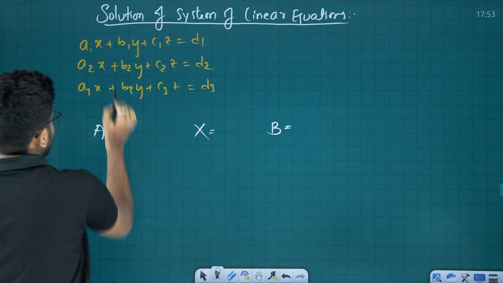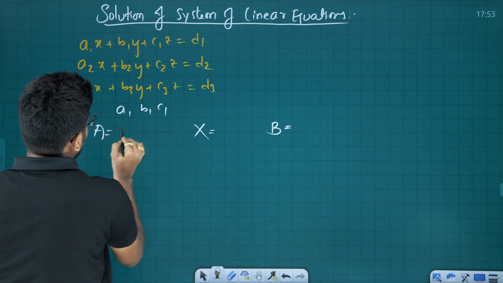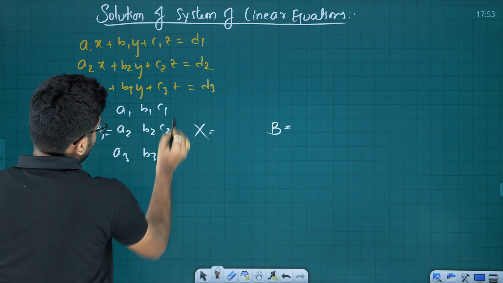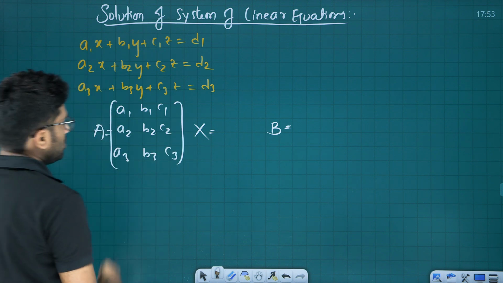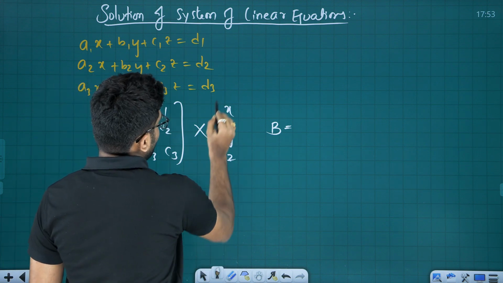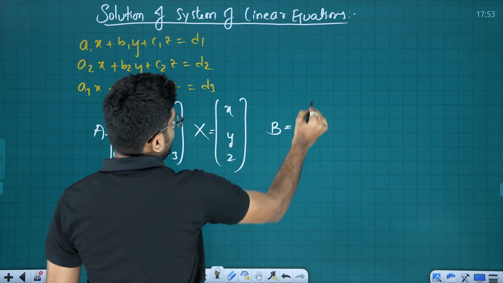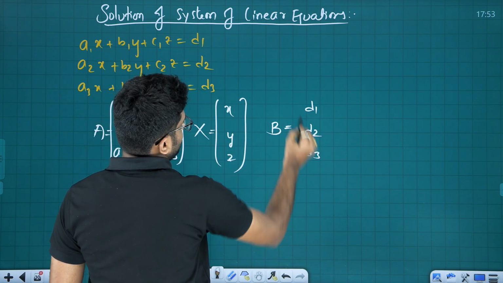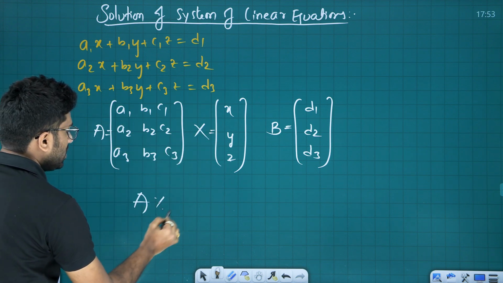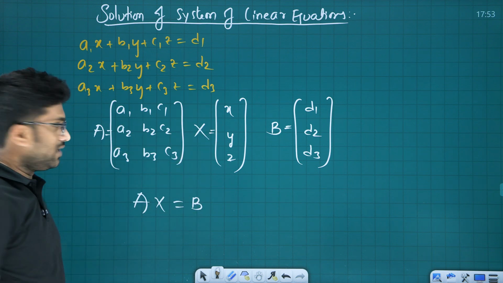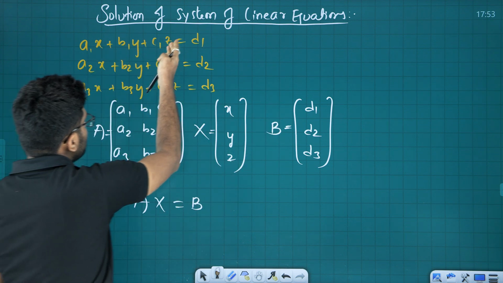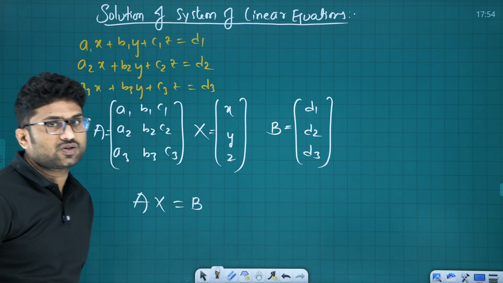So if you take A as the coefficients a1, b1, c1, a2, b2, c2, a3, b3, c3, this is what we call the coefficient matrix, of order 3 by 3. And X is the variable matrix, a column matrix, we take x, y, z. And B is the constant matrix d1, d2, d3. Now these 3 are related by the equation AX is equal to B, friends. Clearly when you multiply this with this, then only you will get a1x plus b1y plus c1z is equal to d1. That's how they are related.